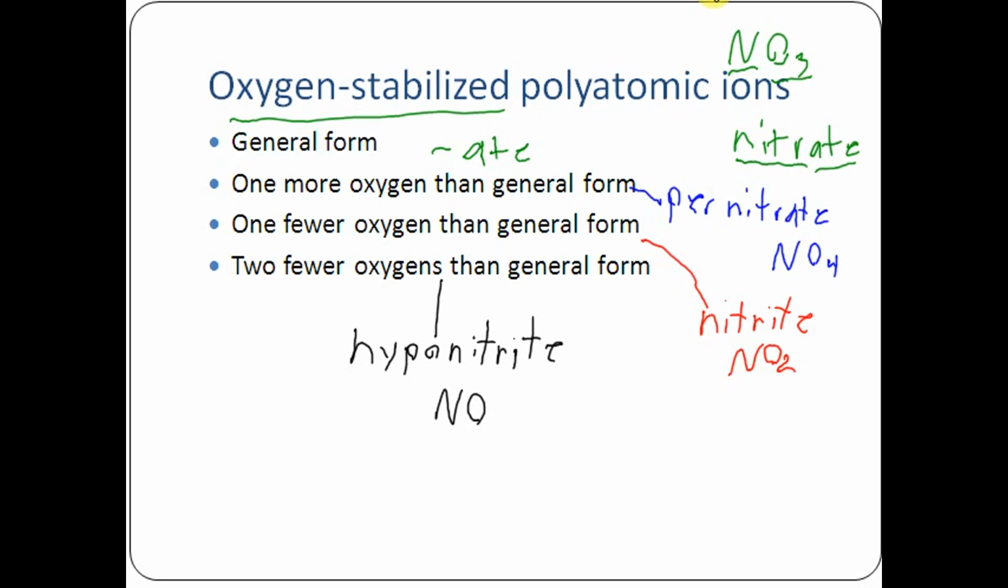So the general form that's on your polyatomic ion sheet always ends in "ate". If it has one more oxygen, it becomes pernitrate. If it has one fewer oxygen, it just becomes nitrite. If it has two fewer oxygens, it becomes hyponitrite. The same rules apply with all the other oxygen-stabilized polyatomic ions. Carbonate is the general form. One more oxygen in carbonate would be percarbonate. One fewer oxygen would be carbonite. Two fewer oxygens would be hypocarbonite. And so that's how that would work.